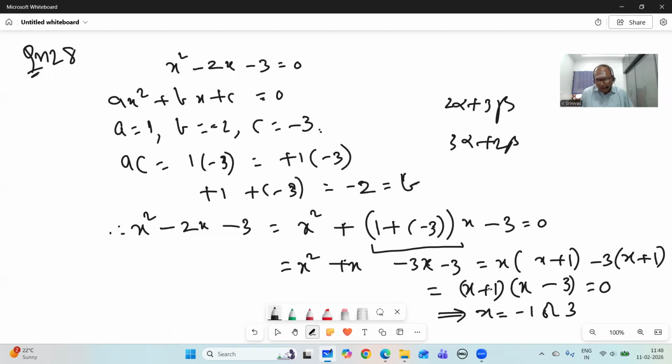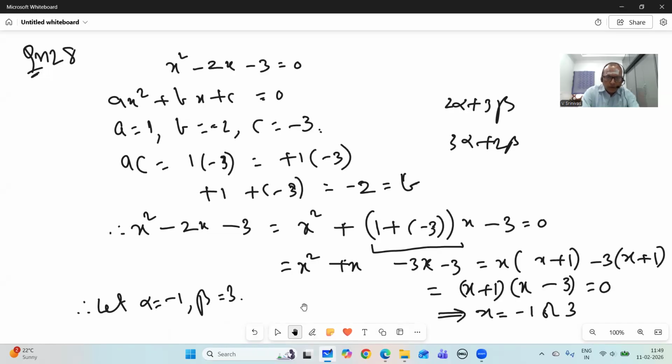So x plus 1 becomes 0, that gives you minus 1, or x minus 3 equal to 0 gives you x equal to 3. So these are the roots of the given quadratic polynomial. So therefore, let alpha be equal to minus 1 and beta is equal to 3. I'm calling this alpha and this beta. You can call otherwise also. And we have to form 2 alpha plus 3 beta and 3 alpha plus beta. These are the roots of this given quadratic polynomial.